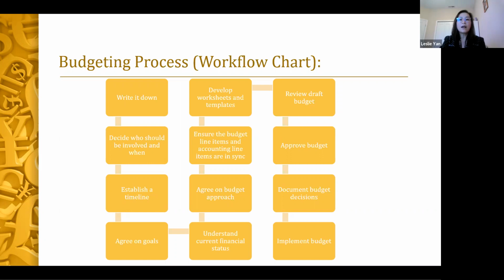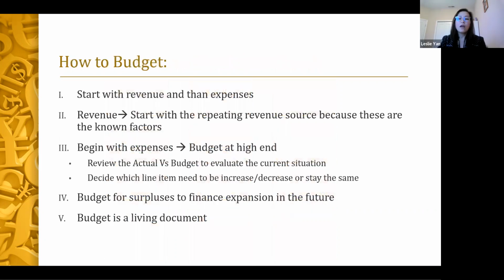In the next slides I'm going to talk about how to do a budget, and where to start first. My recommendation is always to start with the revenues first and then move to expenses. We want to start with revenue first because we know how much we have to work with. Start with the known revenue sources first, like the repeated contributions. What are the remaining grants that we have to spend from the prior years?